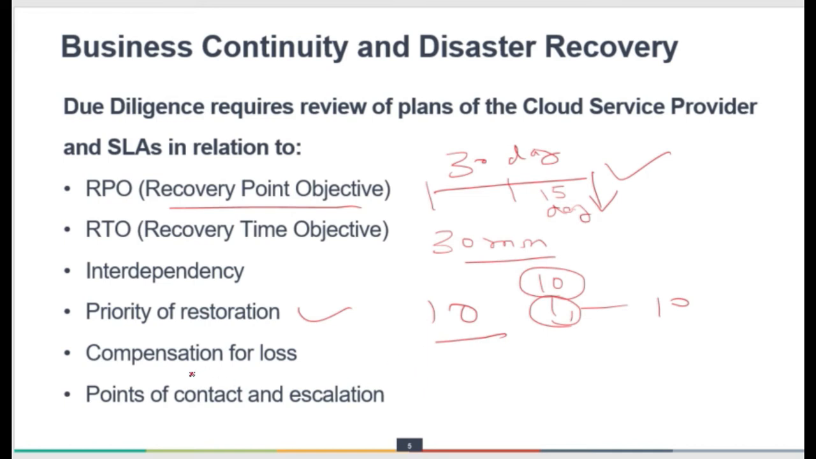Compensation for loss has to be discussed in the SLA, when you are agreeing on the contract with the provider. Point of contact and escalation is very important when you discuss any such thing with the provider and discuss SLAs. Then it becomes very important to identify those points of contact and escalation. Important from the SLAs, you need to identify the single points of failure, especially the undocumented single point of failure, that should not exist. So that has to be discussed for the SLA.